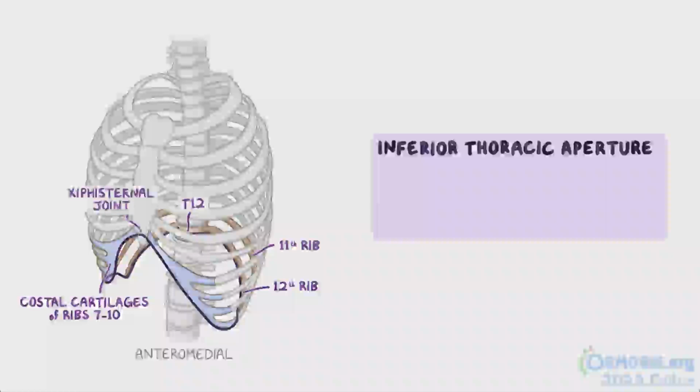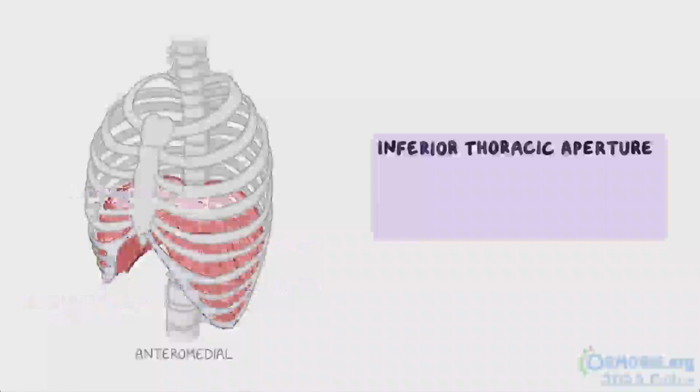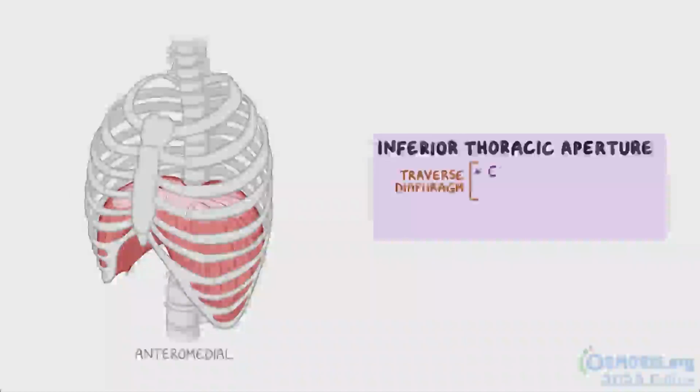The diaphragm closes the inferior aperture and separates the thoracic and abdominal cavities almost completely. The structures that pass to and from the thorax to the abdomen pass through openings that traverse the diaphragm, such as the esophagus and inferior vena cava, or pass posterior to the diaphragm, like the aorta.